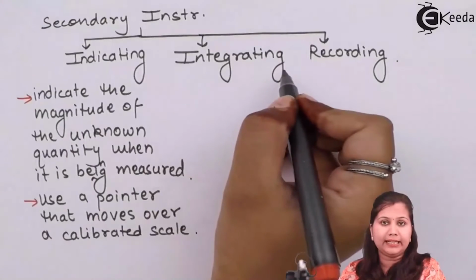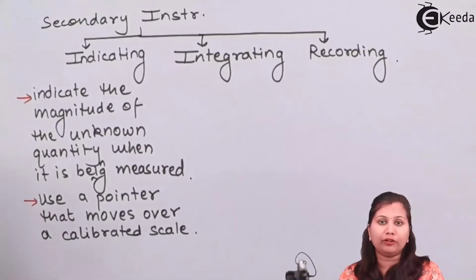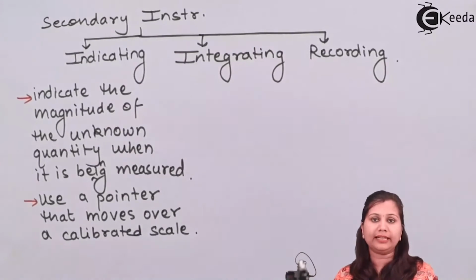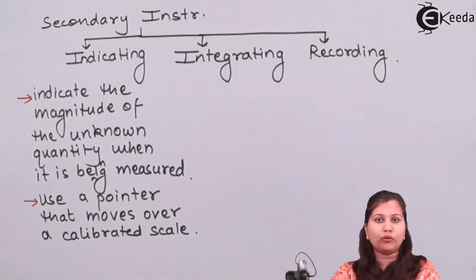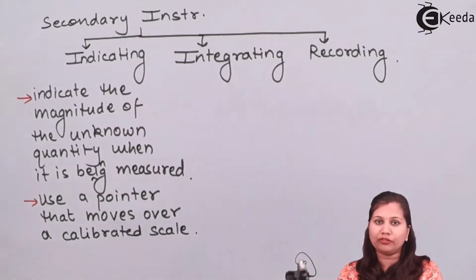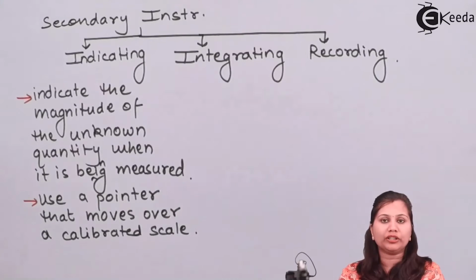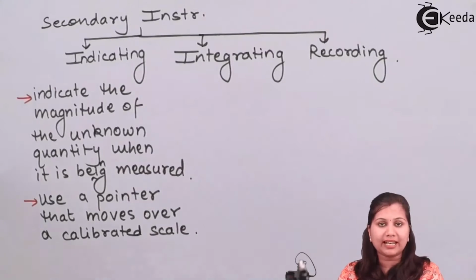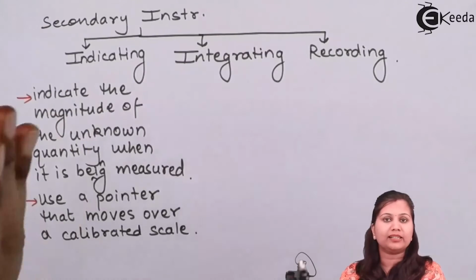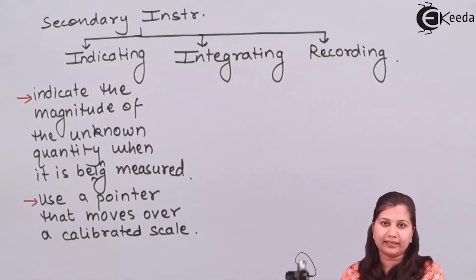Next, in the integrating instrument, we measure the value over a period. Over a period, we measure the value of the unknown quantity, and those values are summed up, and then we take the average value. So integration is done over a period of time, or the area is calculated. That is why these instruments are called integrating instruments.